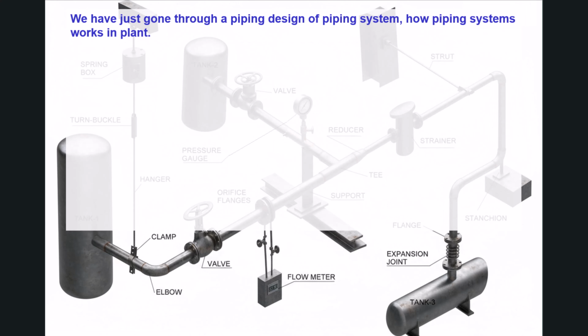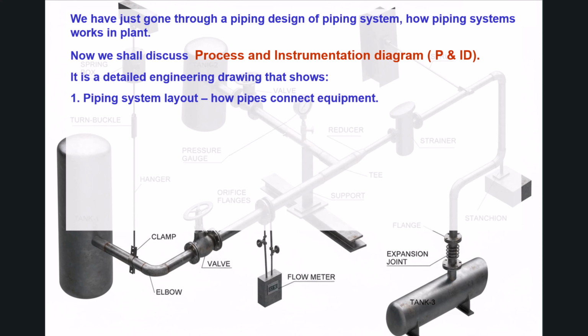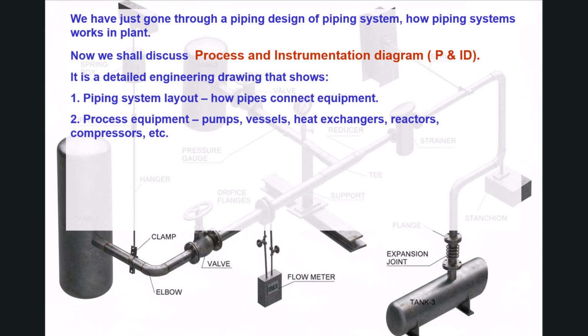We have just gone through the design of piping systems and how piping systems work in a plant. Now we shall discuss the process and instrumentation diagram, P and ID. It is a detailed engineering drawing that shows the piping system layout: how pipes connect process equipment, pumps, vessels, heat exchangers, reactors, compressors, etc.